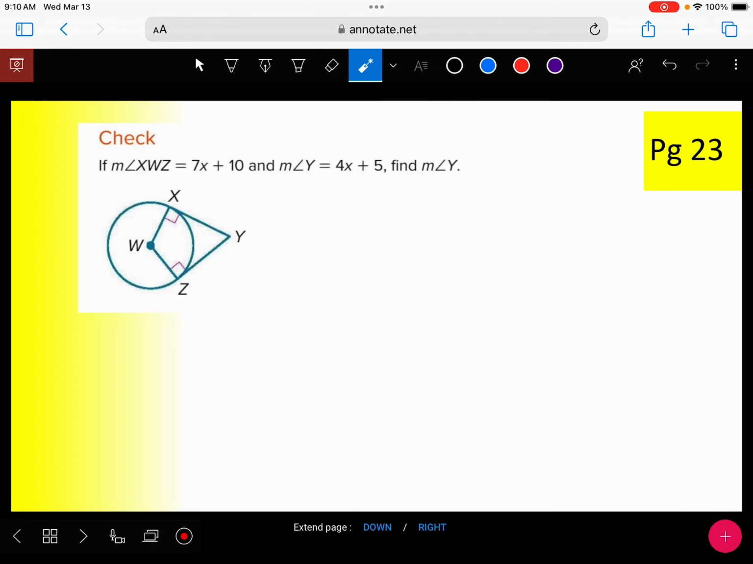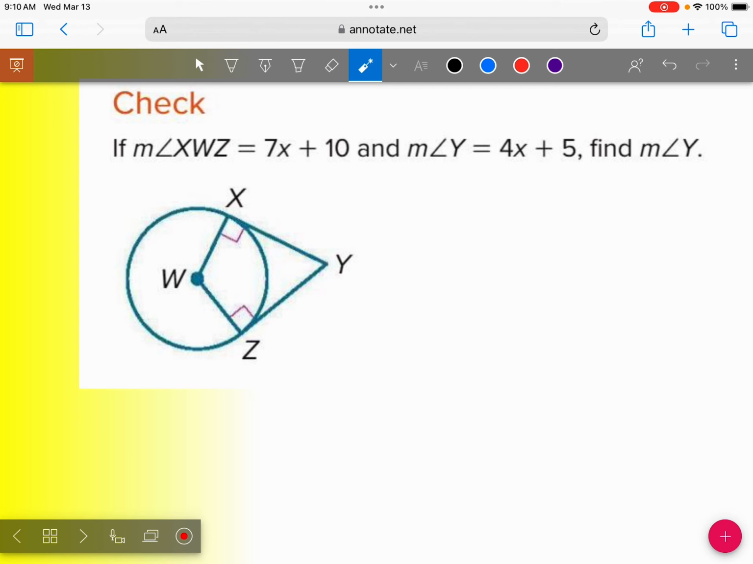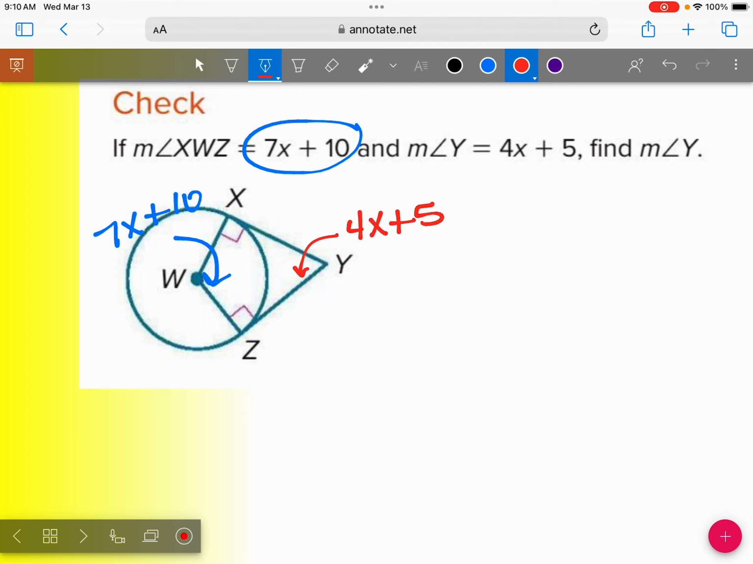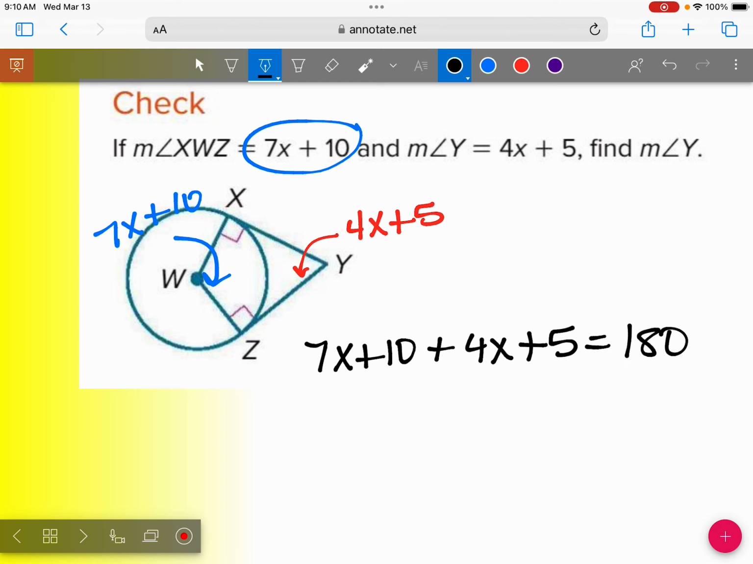All right, let's go ahead and do this one. Same thing. We have angle XWZ, so that would be this one. This angle here is 7x plus 10, and this angle is 4x plus 5. Again, 7x plus 10 plus 4x plus 5 equals 180. Go ahead and solve that for x.